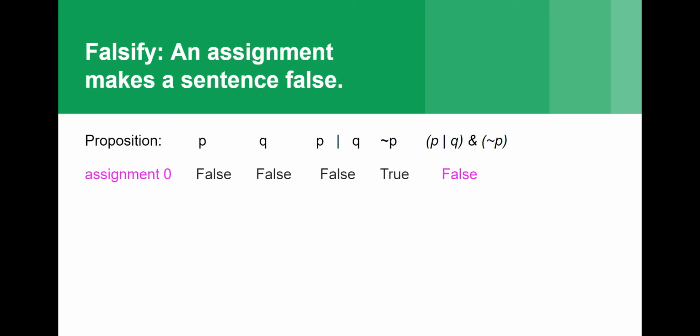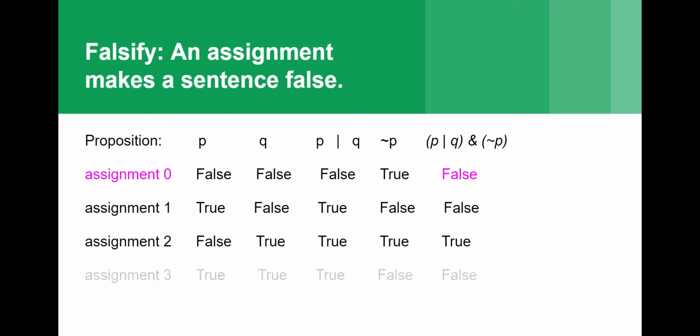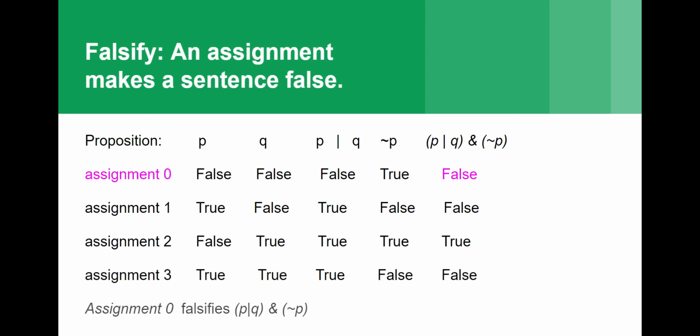When an assignment makes a sentence false, that means it falsifies it. And so the 0th assignment causes that logical sentence to be false. And there are some other assignments that can also cause the logical sentence to be false.